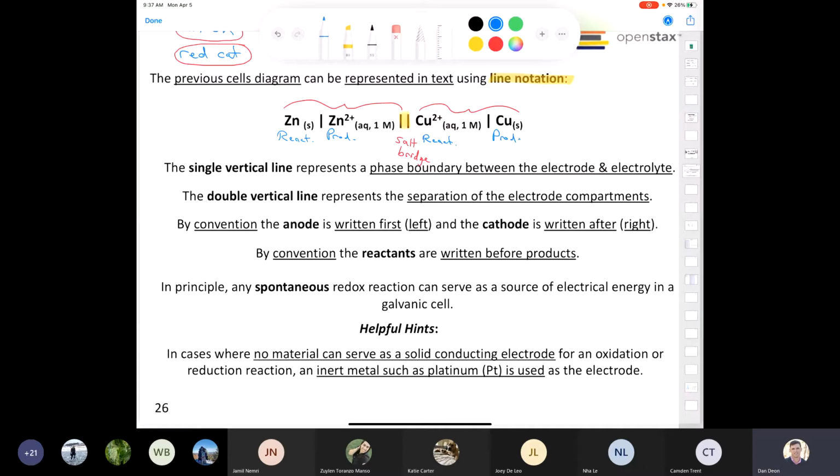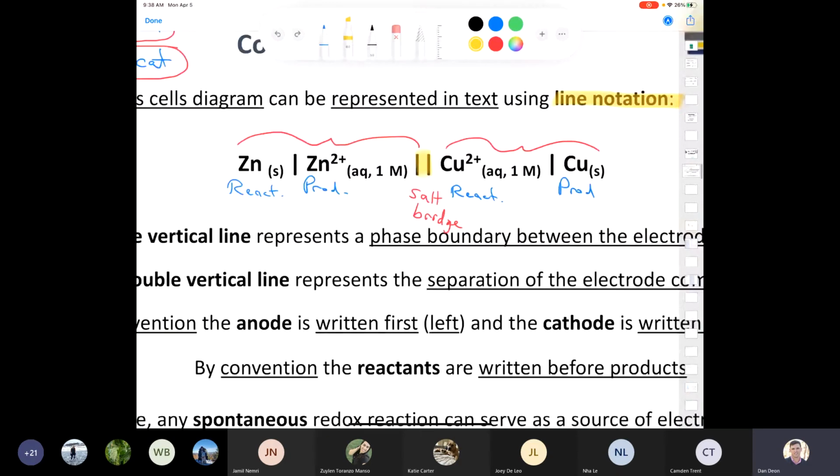We have to include their states of matter. What are the possible states of matter? Solid, liquid, gas, or aqueous solution. Since the solid zinc and solid copper are solids, we put S after them. But for the ions, the zinc 2+ ion and the copper 2+ ion, we write out not only their state of matter, that they are aqueous, but we also write out their concentrations. Okay, we put in their concentrations. You can see that each solution was a 1 molar solution.